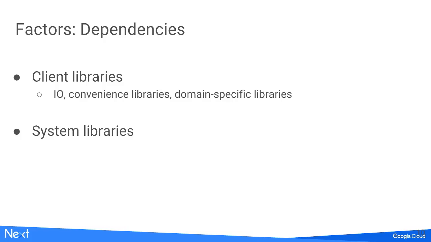System libraries are similar. Your VMs come with some predefined images, and they can have a good set of libraries or a not so good set of libraries.